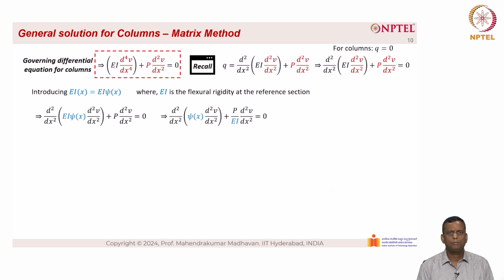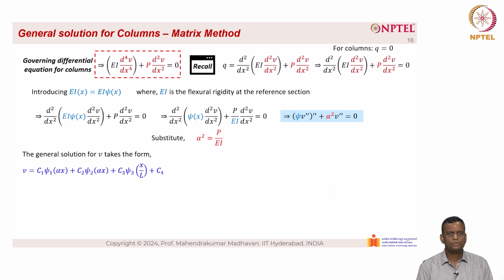So this again can be represented as d square by dx square into psi of x into d square v by dx square plus P by EI into d square v by dx square equal to 0. This is the same as the previous equation, except that we are dividing this entire equation by EI. So we can now substitute alpha square equal to P by EI in the above equation. We get (psi of x v double dash) double dash plus alpha square v double dash is equal to 0. Double dash indicates it is differentiated twice.